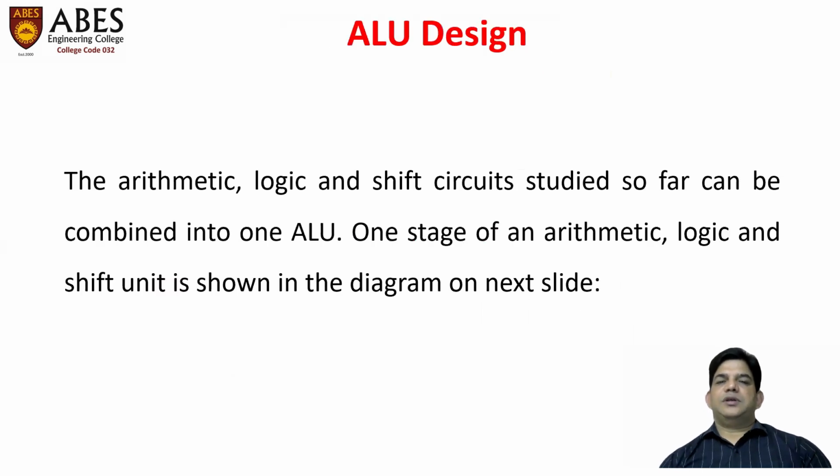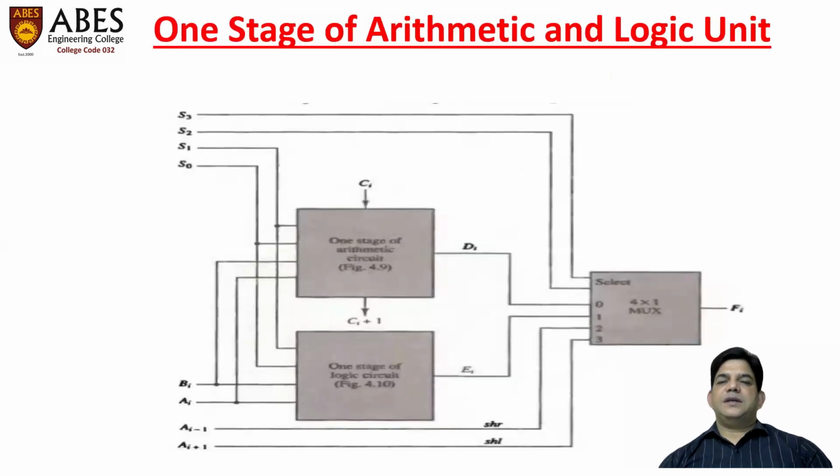Now, the arithmetic, logic and shift circuits studied so far can be combined into one ALU, and one stage of an arithmetic logic and shift unit is shown in the figure. In this case, we have one multiplexer of size 4 into 1, which has four inputs 0, 1, 2, and 3. For these four inputs, one of them is selected as the output. So we need two select lines, which are S3 and S2.